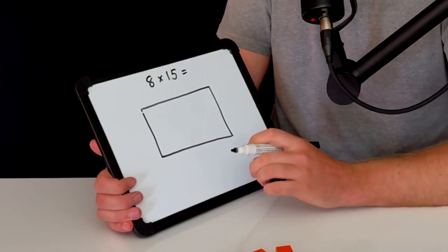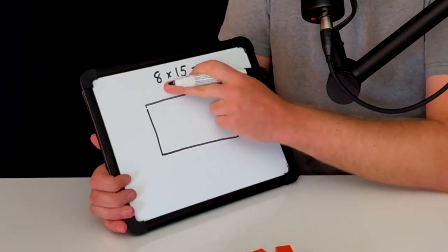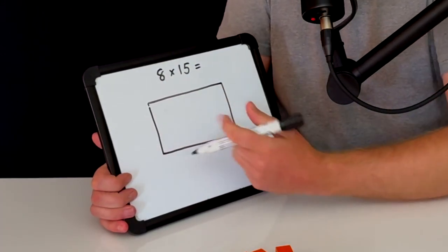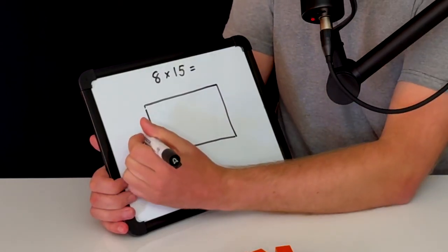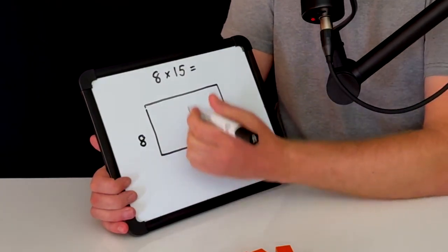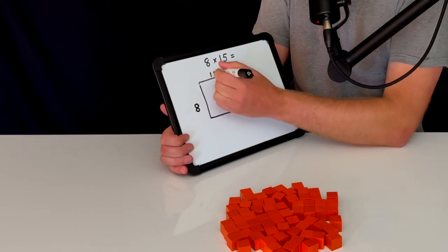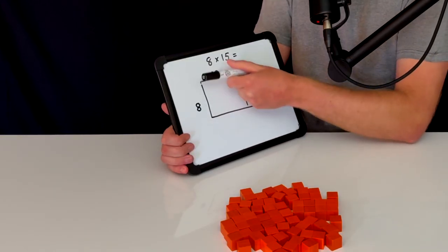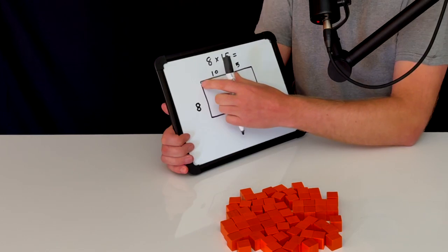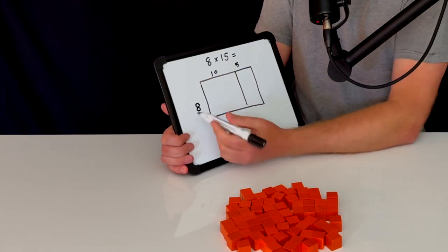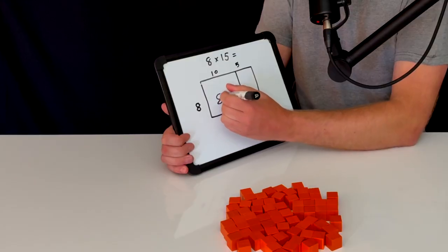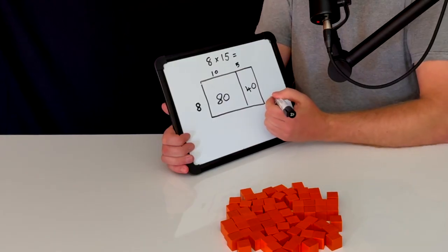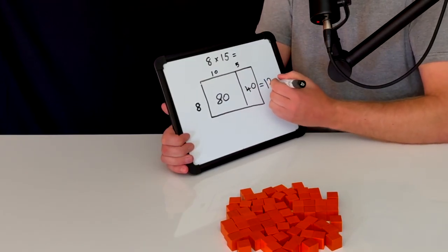Just for a quick demonstration on how the box method actually works, I'm going to show you with this problem here, 8 times 15. So I'm thinking of this rectangle as having 8 15s. Instead of just having to multiply by 15, I can break that 15 up into a 10 and a 5. I'm still thinking about this as having 8 15s, but now I've split my 15s into 10s and 5s. So now I can just multiply: 8 times 10 is 80, and 8 times 5 is 40, and then I'm going to add those together, which gets me to 120.